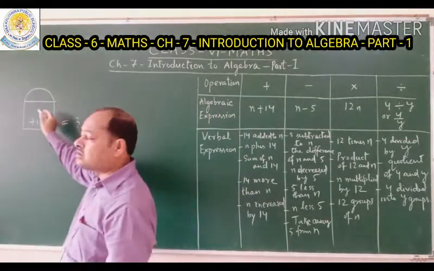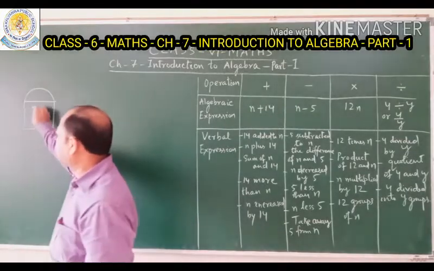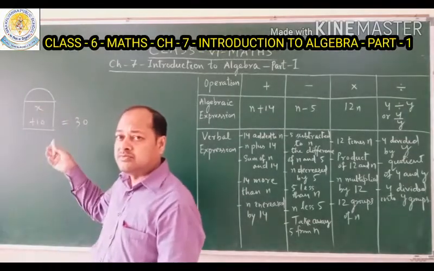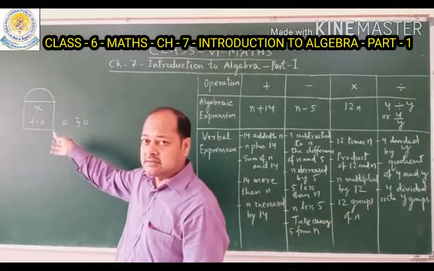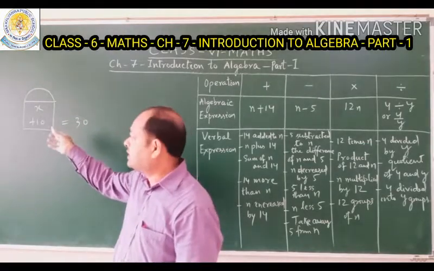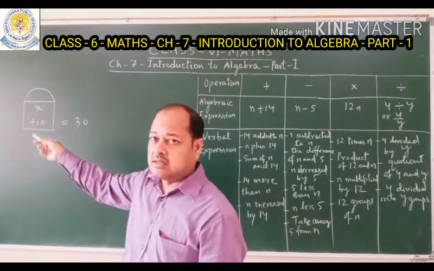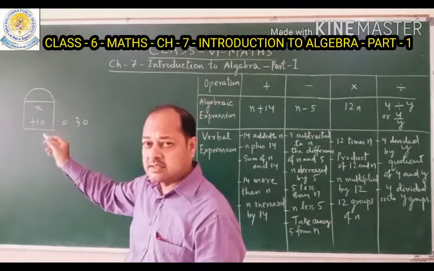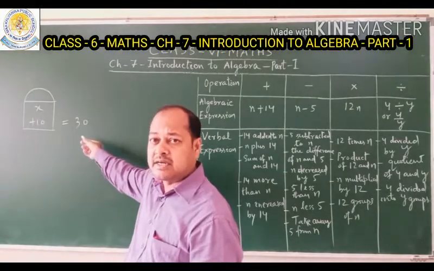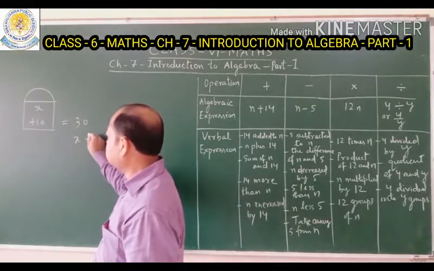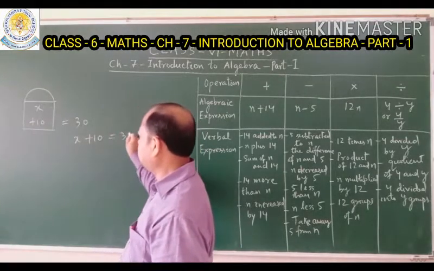So what is the unknown quantity? Let the unknown quantity be x. So the number of mangoes inside the basket before, we don't know, let it be x. So if we add the number 10 to the x, it becomes 30. So what is the equation? It becomes x plus 10 equal to 30.